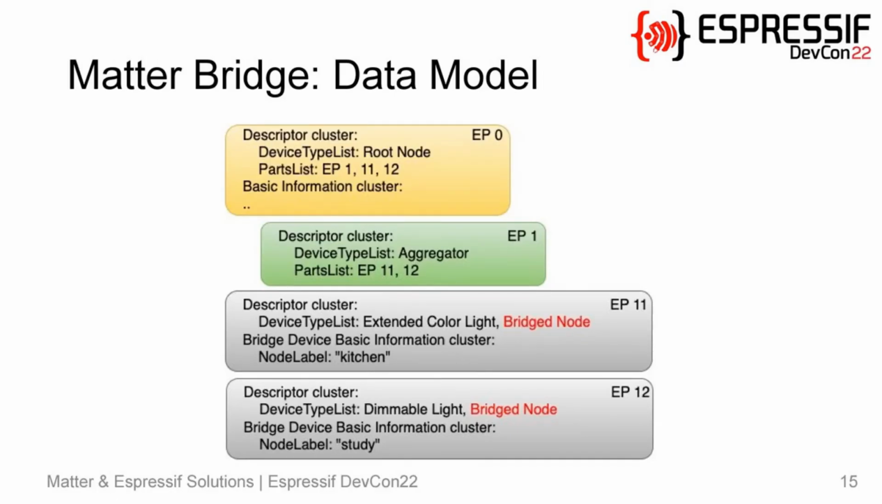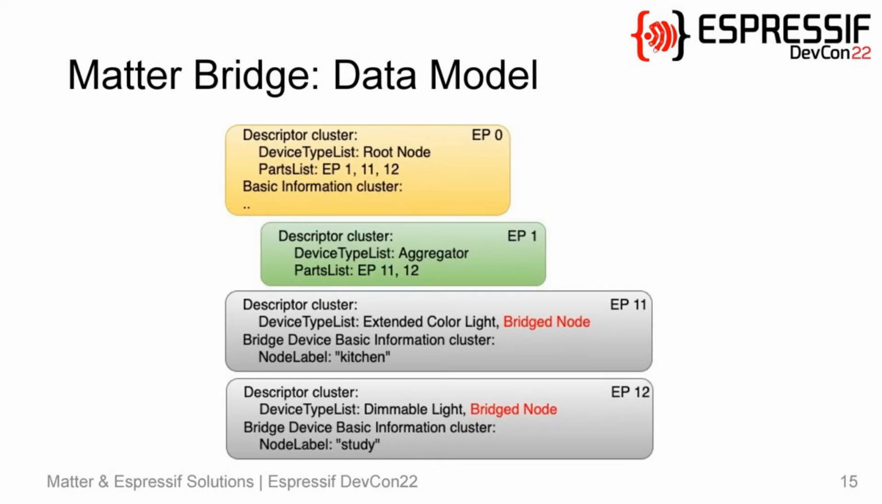Now, let's look at the data model of Matter Bridge. If you look at the topmost block, that is endpoint 0, it contains a descriptor cluster with the parts list that contains bridged as well as non-bridged devices. Additionally, it contains an endpoint which has a device type aggregator. The parts list of that endpoint contains the bridged nodes. In this diagram, if you look at the green block, its parts list contains endpoint 11 and endpoint 12. So the last two blocks are endpoint 11 and endpoint 12.